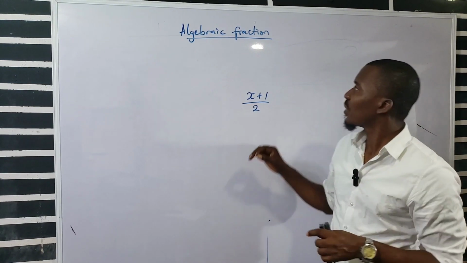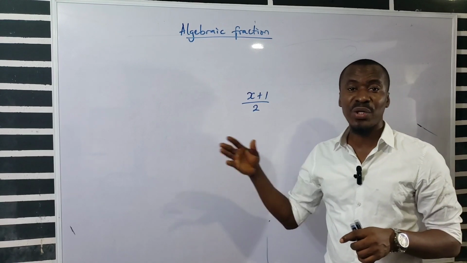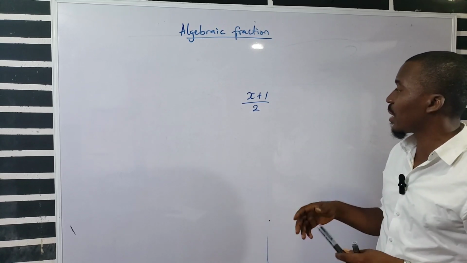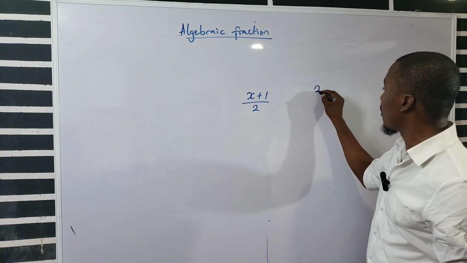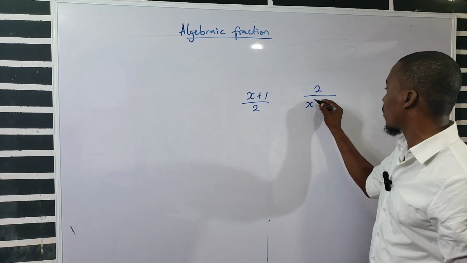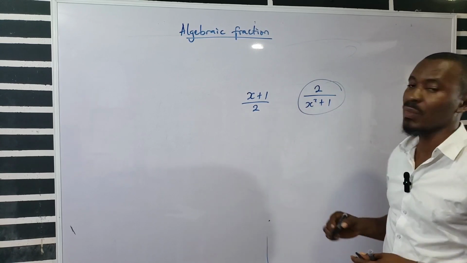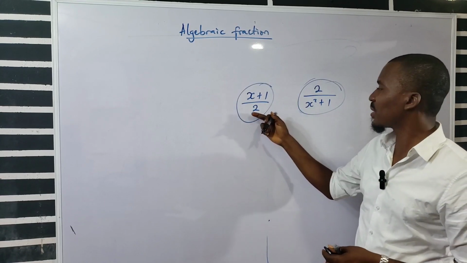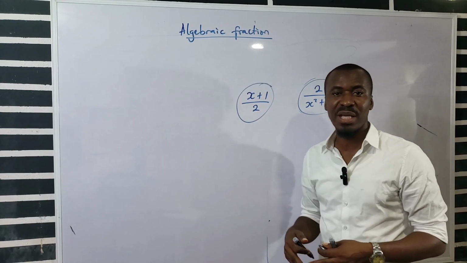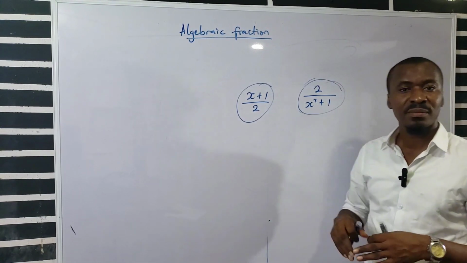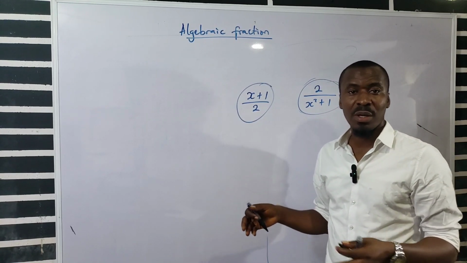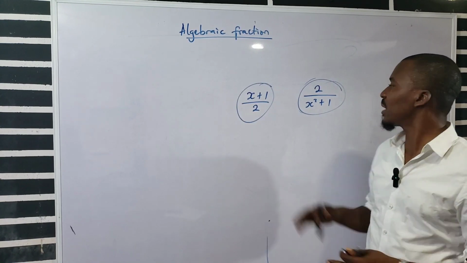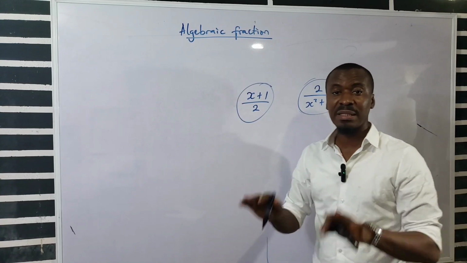But this time around, we are going to look at when you have a polynomial or linear expression at the denominator. What I mean by a polynomial or linear expression is a situation where you have 2 over, let's say, x squared plus 1, things like this. Okay, so this is an algebraic fraction, this is an algebraic fraction, but they are not the same because this one has numbers at the denominator, while this one has a polynomial, be it a quadratic, a cubic, a linear expression at the denominator. So this is the type that we are going to explain in this class today.